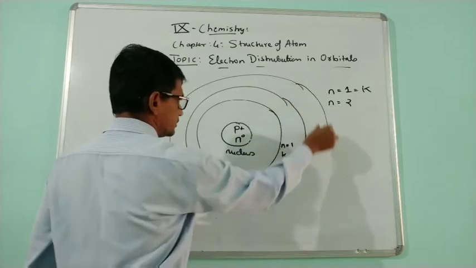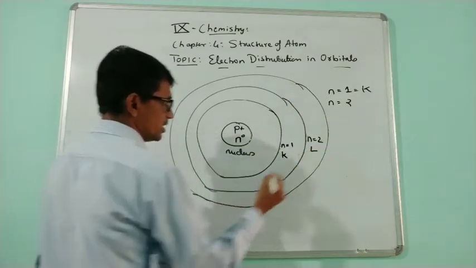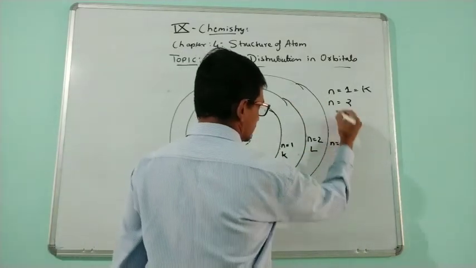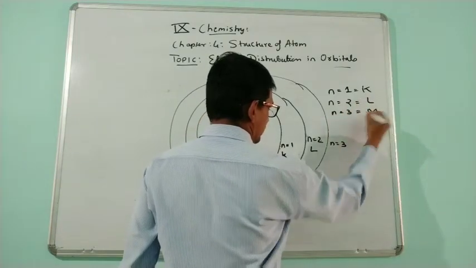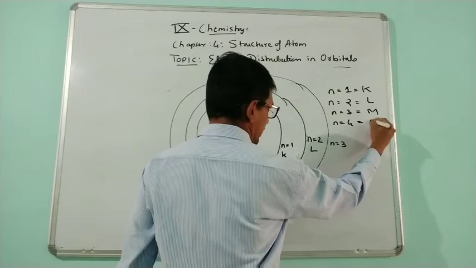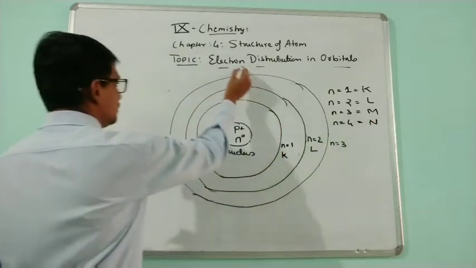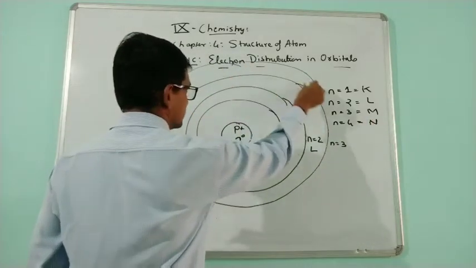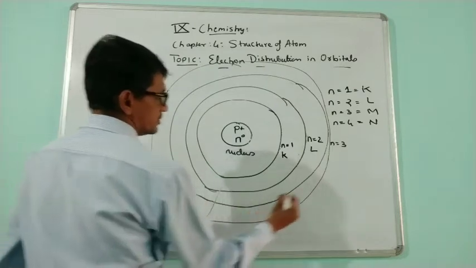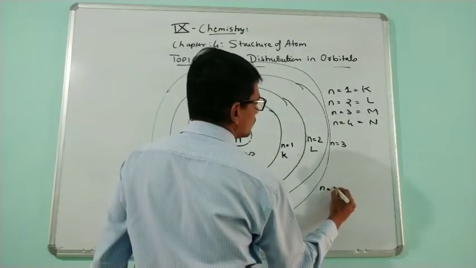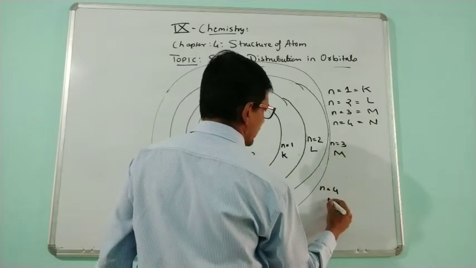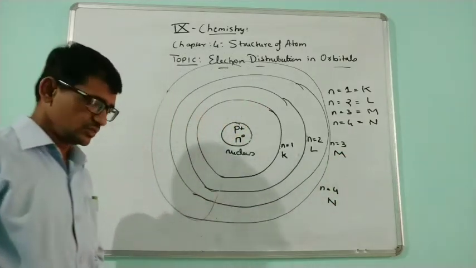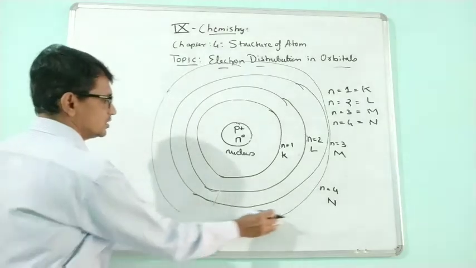Similarly, if it is the third orbital, then n is equal to 3, the M shell. If n is equal to 4, the fourth circle, then it is the N shell. So we have K, L, M, N series.